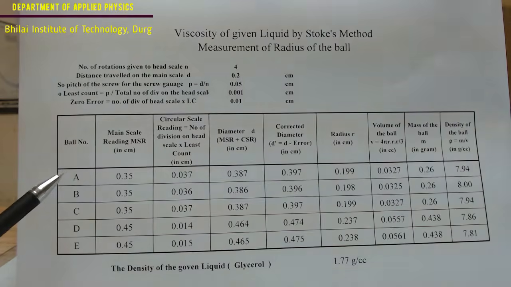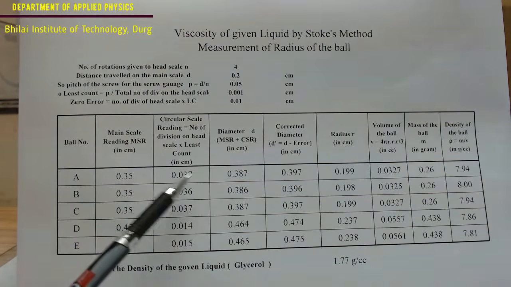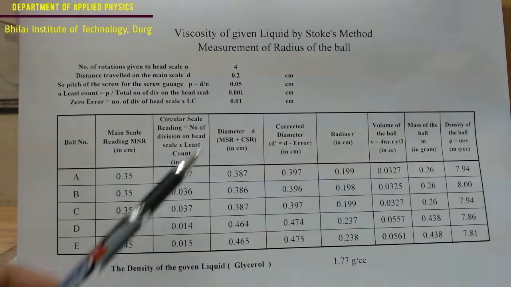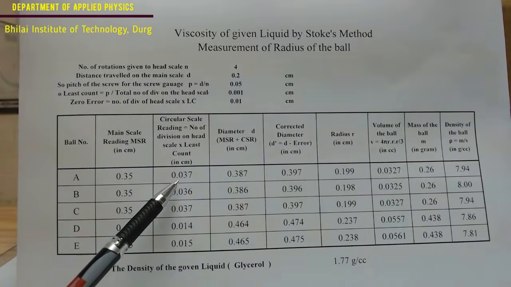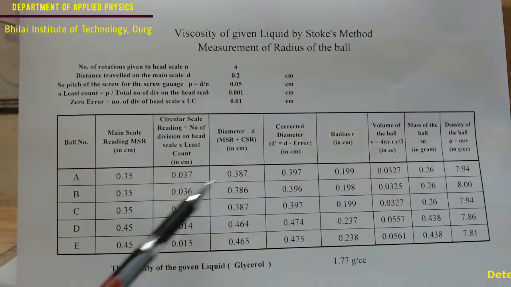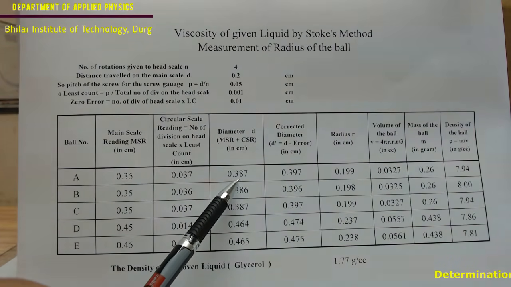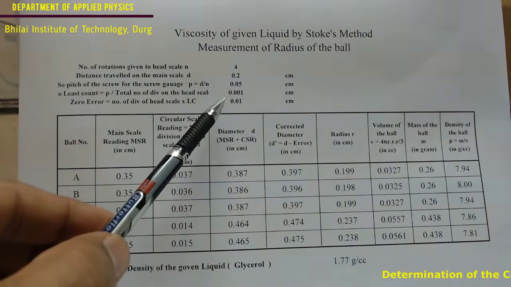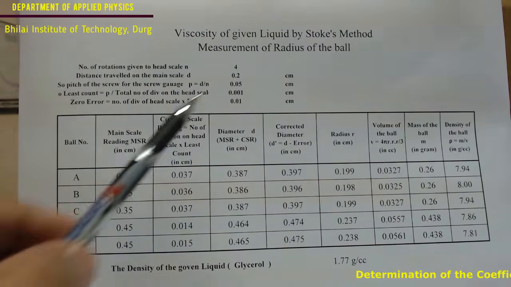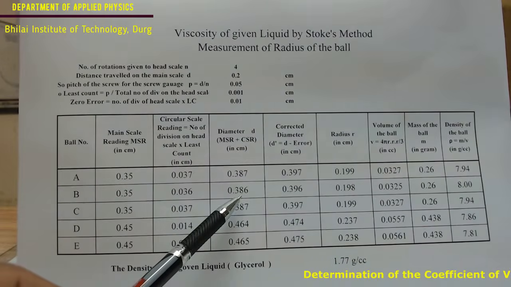Now the A ball's main scale reading was 0.35. Circular scale reading was equal to 37 divisions multiplied by 0.001, which becomes equal to 0.037. Now 0.35 plus 0.037 becomes equal to 0.387. So this is the observed reading. Now whenever we want to get the corrected reading, the error is subtracted with sign. Zero error here is a negative error. So this negative error is subtracted from 0.386 with sign.